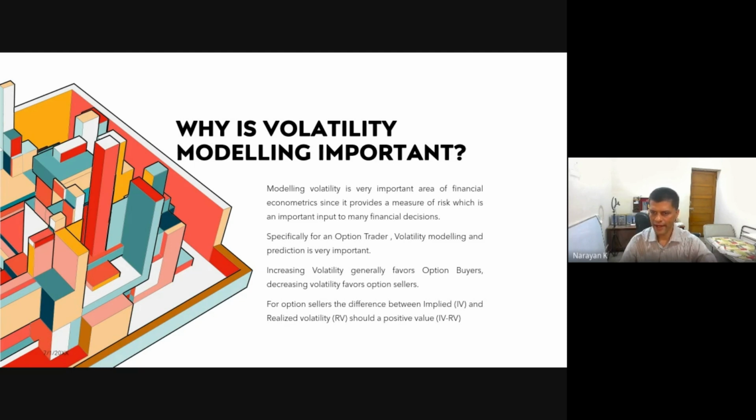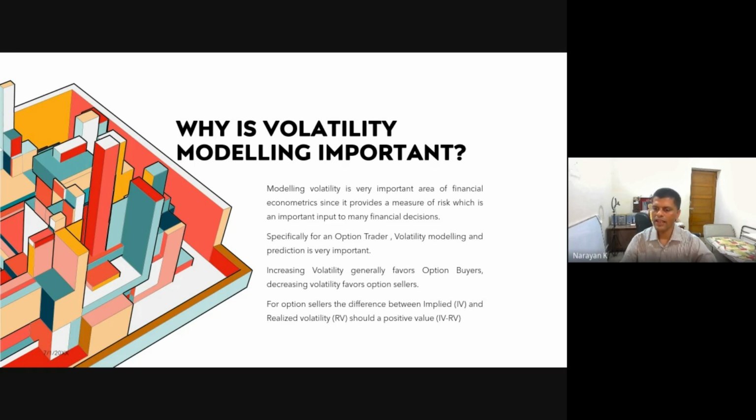Because if you're an option buyer, increasing volatility generally favors you, because if the implied volatility increases, your option price will increase through the vega. Whereas if you are an option seller, apart from theta, that is the time decay, which we are not talking about in this video, decreasing volatility will result in a reduction of the option price. The difference between implied volatility and realized volatility should be high for an option seller to succeed. For an option seller, the volatility has to reduce, and for an option buyer, the volatility generally has to increase.